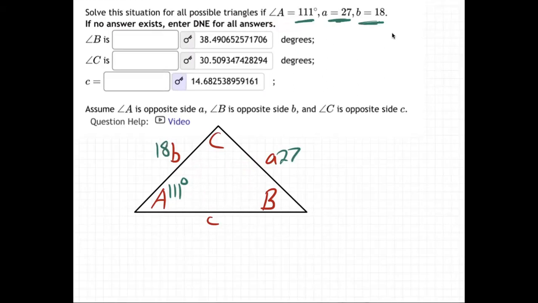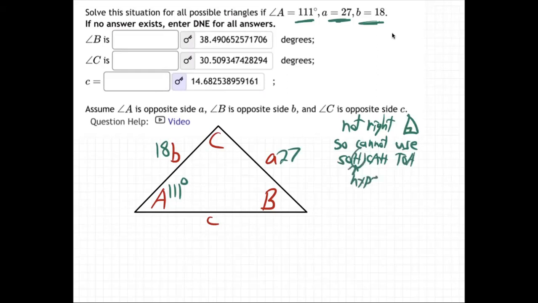So how do we know what we're going to do to solve this problem? Well, notice it's not a right triangle. It doesn't have a 90-degree angle. So we cannot use SOHCAHTOA, because that always has the H as hypotenuse, and the hypotenuse is the side across from the right angle. We don't have a right angle, so we can't do that. So then what are we going to do?